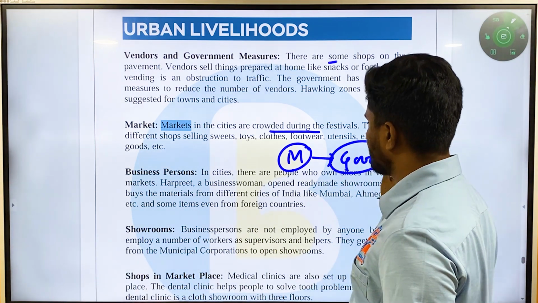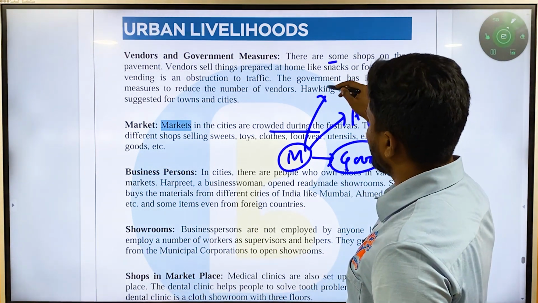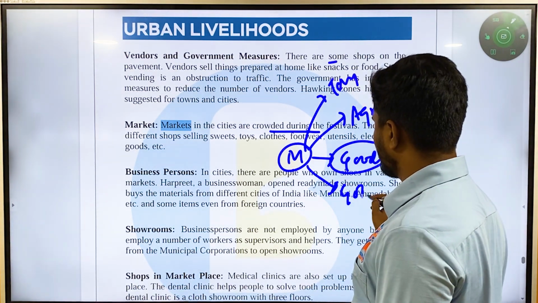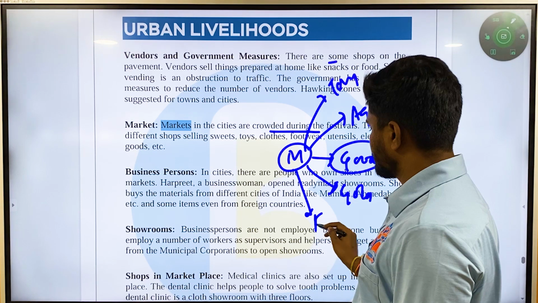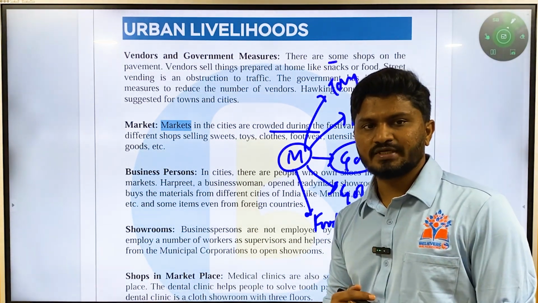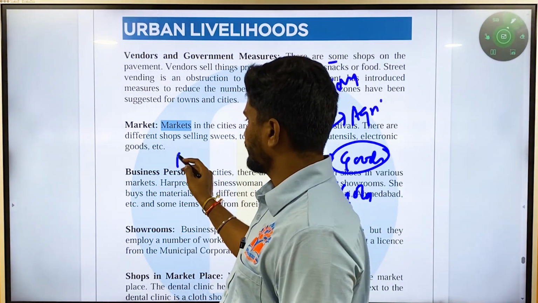Okay, some markets are agriculture markets, some markets are toy markets, some markets are gold, or some markets are where food products are sold, etc. It depends upon the goods which are being sold there. Okay. First and foremost, what is a market?